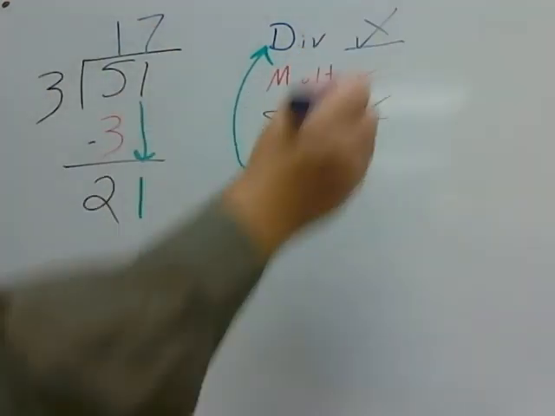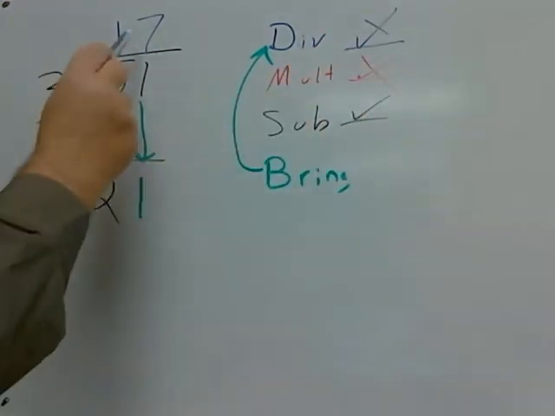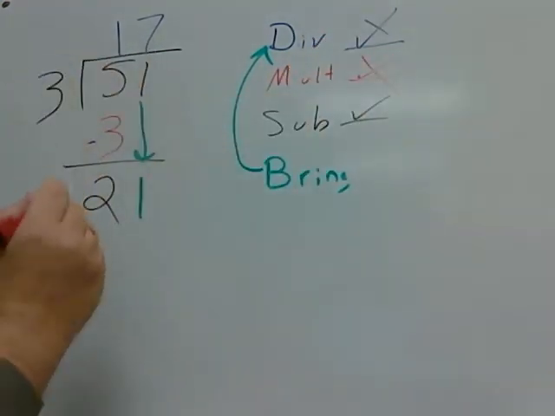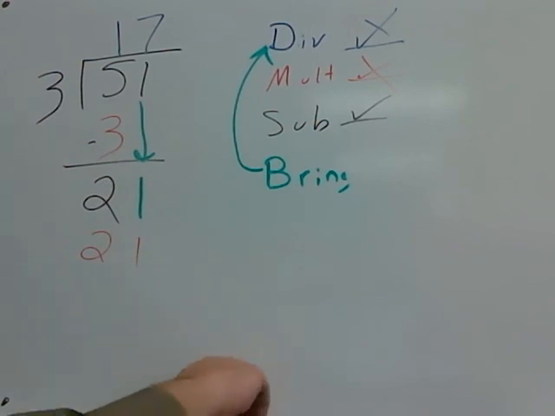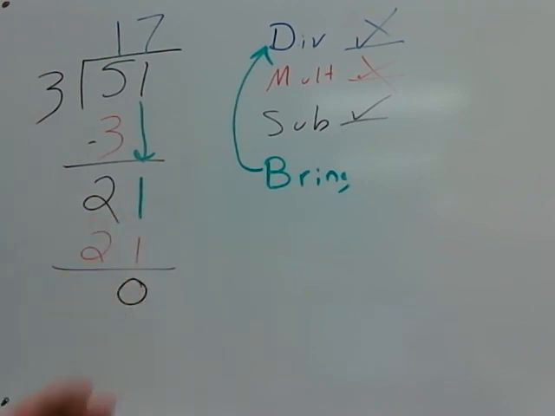So, I just divided. Next, I'm going to need to multiply. 3 times 7 is 21. Next, I want to ask you to stop the video, because this is too easy. At this point, we would subtract. 21 take away 21 is 0. And again, if you have a 0 at the bottom showing a 0 remainder and there are no numbers to bring down, that's how you know you are done.